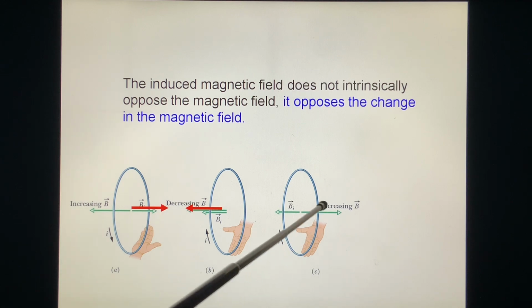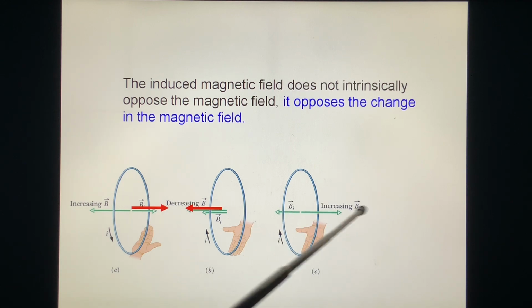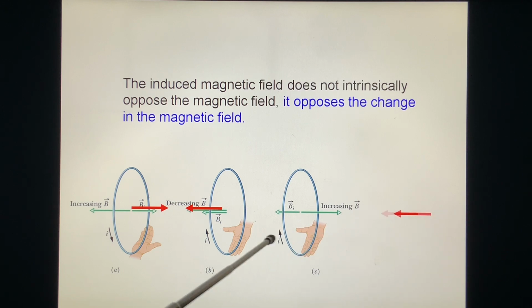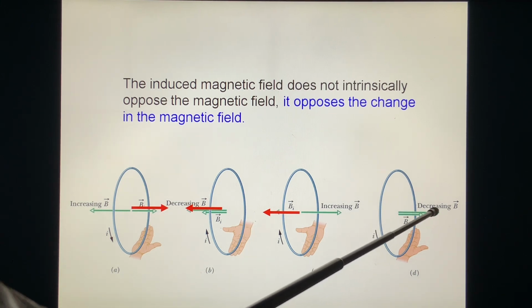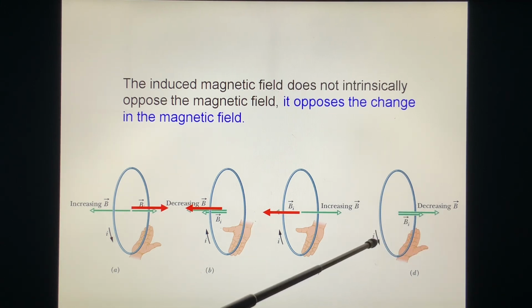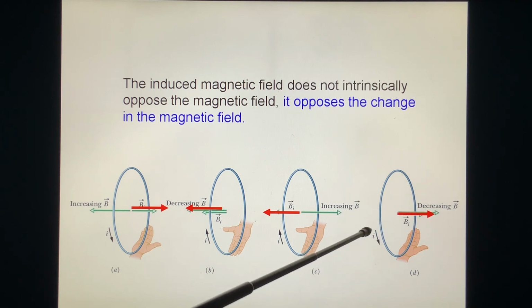Now, look at this. If the magnetic field increases in this direction, the induced current will oppose it. We go the opposite way, so this is the direction. If the magnetic field decreases, the induced current will oppose the decrease, so it will produce a B field this way, so this is the direction.